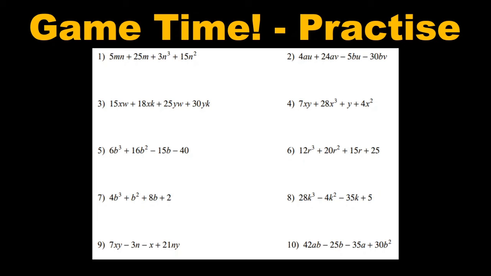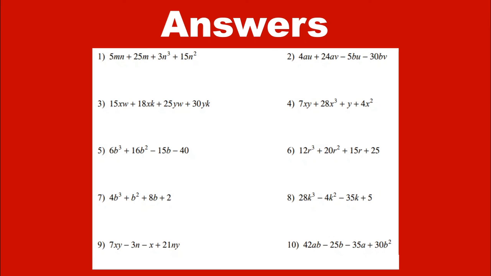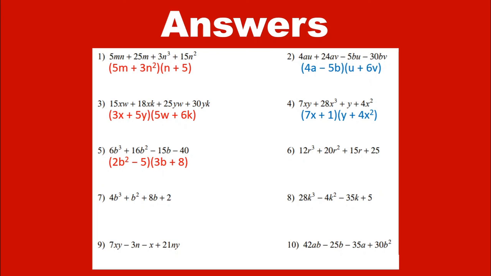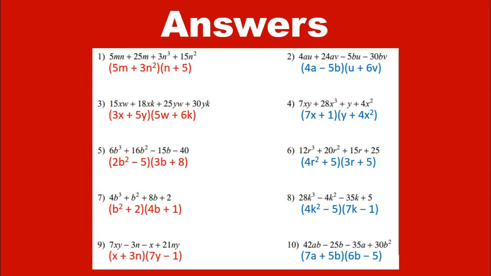I hope you had a chance to hit pause. Let's take up the answers. For question 1, you might have written your brackets in the opposite order. So one bracket with n plus 5 and the other bracket with 5m plus 3n squared, that would be fine. Question 2, question 3, question 4, question 5, question 6, question 7, question 8, question 9, and question 10.